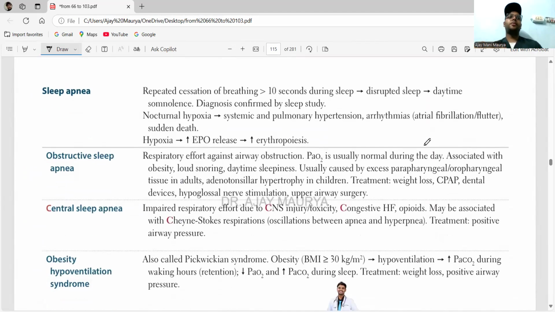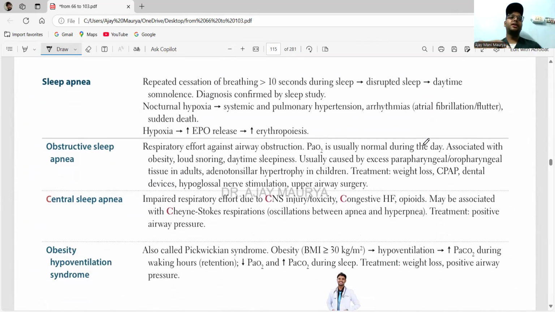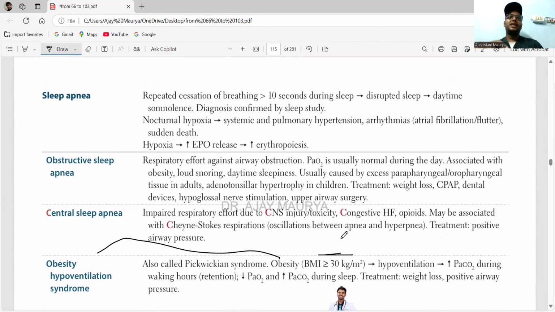Next one is sleep apnea: obstructive sleep apnea, central sleep apnea, and obesity hypoventilation syndrome. I think everyone will mark the answer. Obviously, in obesity hypoventilation syndrome there is obesity, BMI more than 30. Also remember, obstructive sleep apnea and obesity hypoventilation syndrome, these two are associated with obesity.